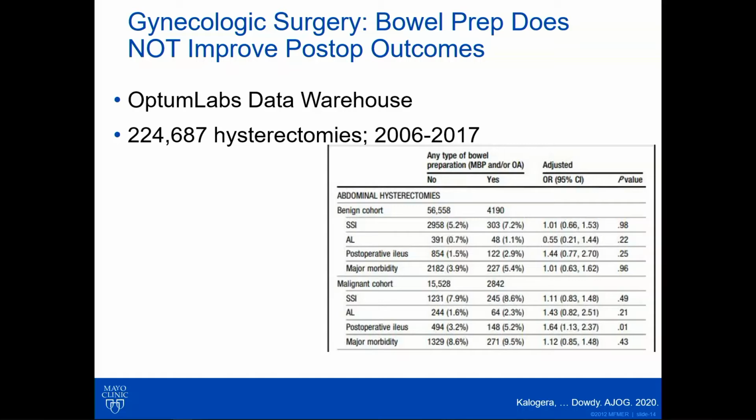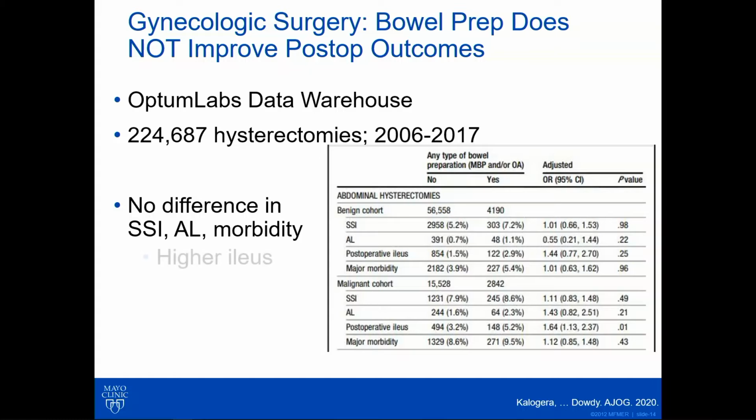And then in gynecologic surgery alone, and I say alone because this was a very large data warehouse study that Dr. Sean Dowdy led, using Optum Labs data of almost 225,000 hysterectomies. And this was a comparison between no prep versus a prep. And a prep could have been a mechanical prep with or without oral antibiotics. So that's important. But there was no difference in surgical site infection, anastomotic leak, or morbidity.